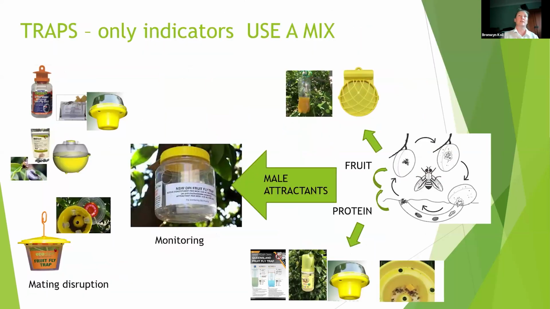So, fruit fly traps. I know this slide is a bit confusing, but the important thing to remember here is that it is important to use a mix of protein traps, traps with male attractants, and traps with a fruit scent. They can all tell you something about what population of fruit flies are around you. And fruit flies are notoriously good at missing traps as well, so hopefully if you don't get them in one, you get them in the other.